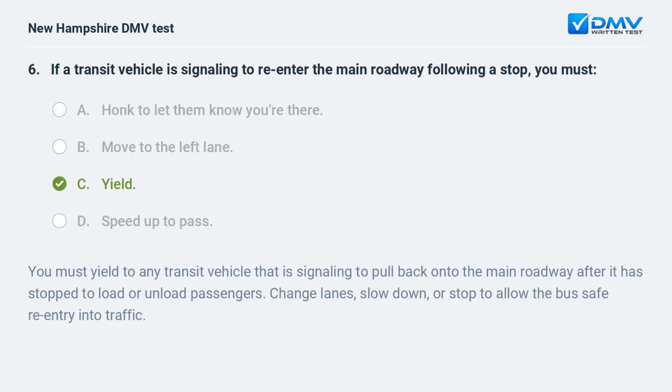C. Yield. You must yield to any transit vehicle that is signaling to pull back onto the main roadway after it has stopped to load or unload passengers. Change lanes, slow down, or stop to allow the bus safe re-entry into traffic.